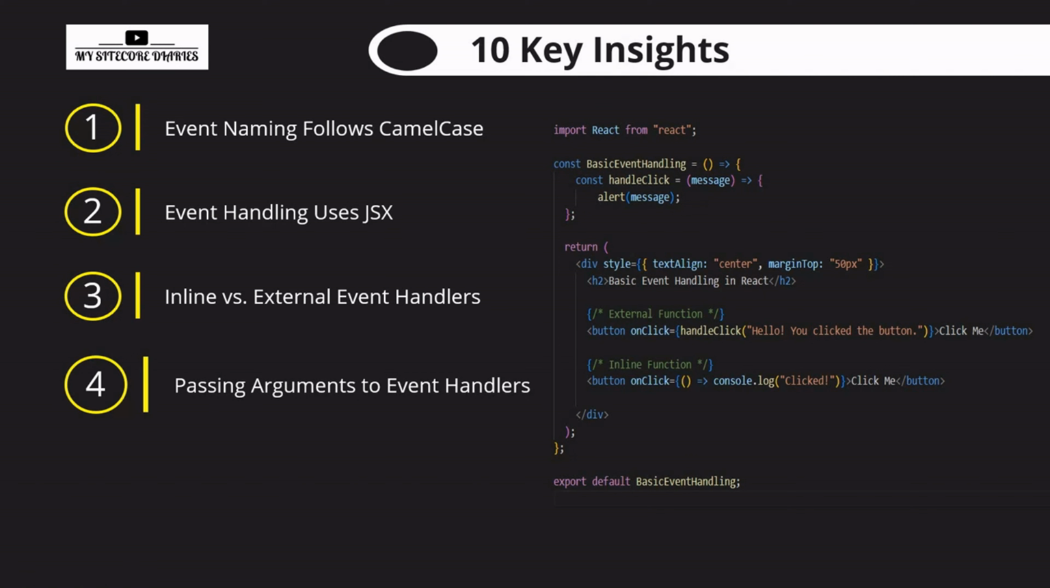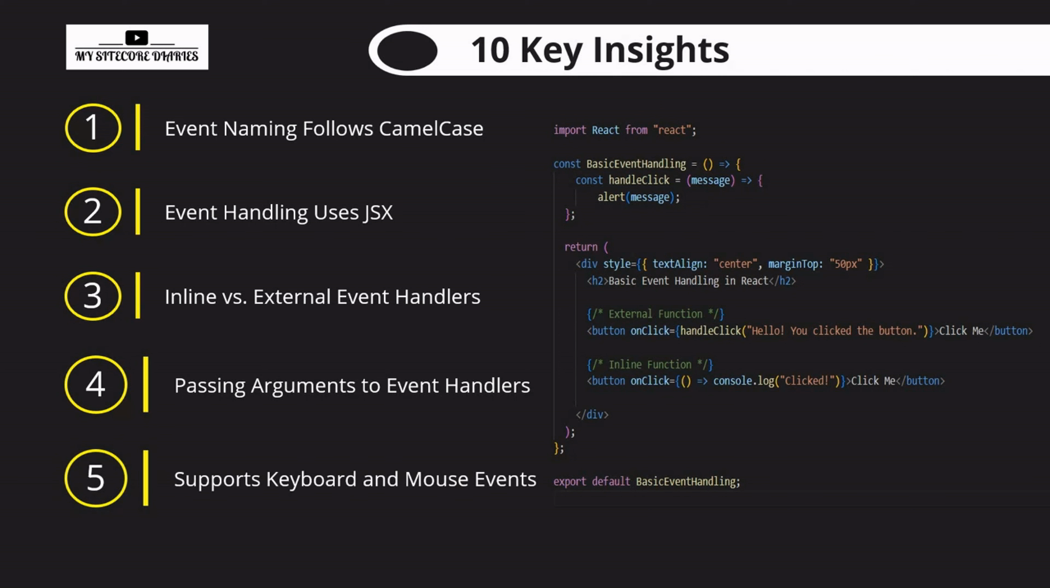Sometimes we need to pass an argument to an event handler. So if you see our example here, this handleClick, we are passing a parameter here, an argument here, message. Okay, if you see "Hello, you clicked the button", that is your message which is passed as a parameter. So this technique is useful when working with dynamic content.